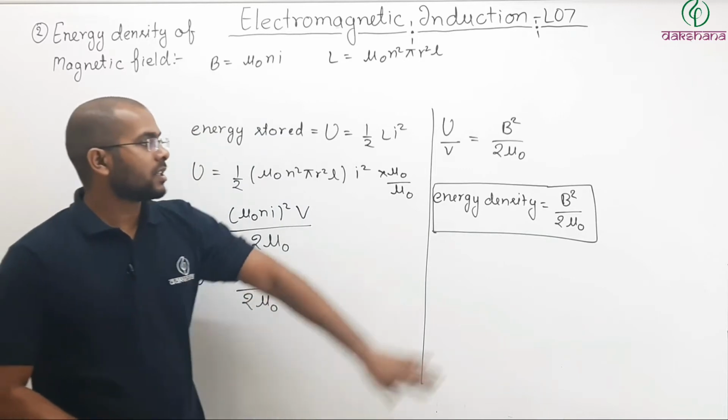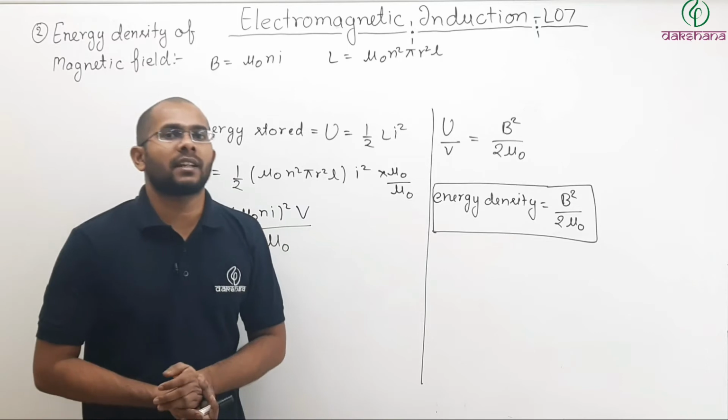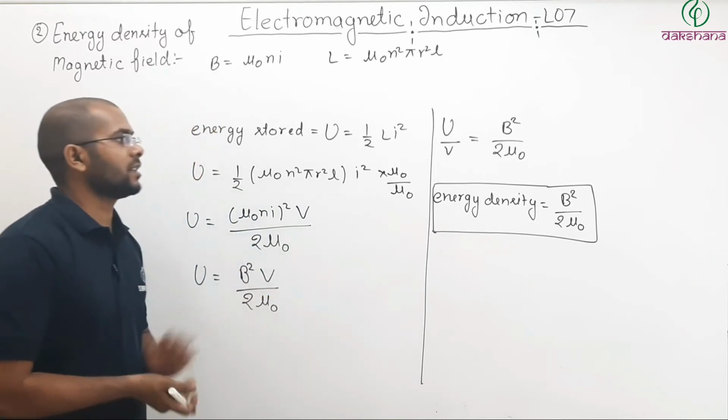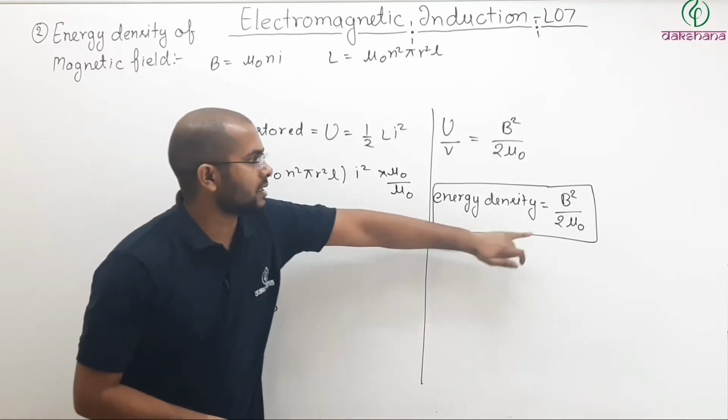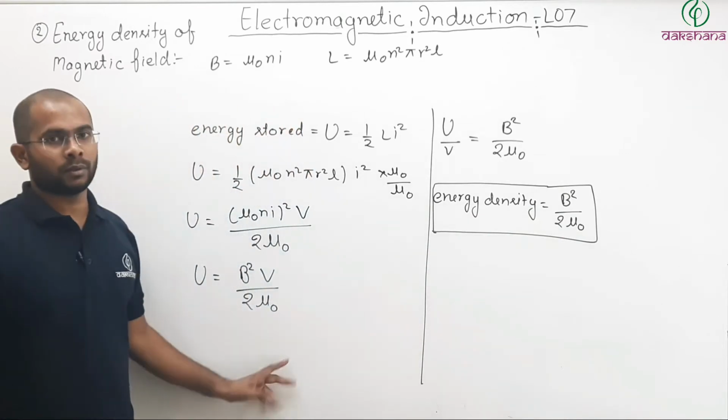Now remember, this is the case when there is no material inside the solenoid. There is nothing material there. So that is the case when energy density is B square divided by twice mu naught. Pause the video, note it down.